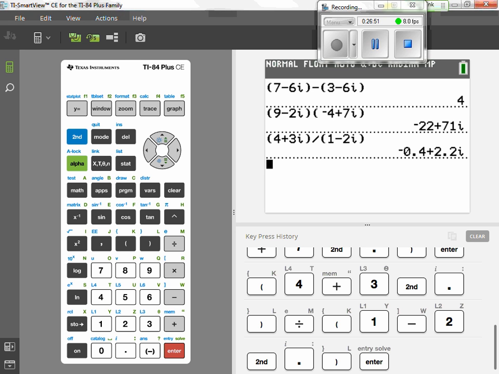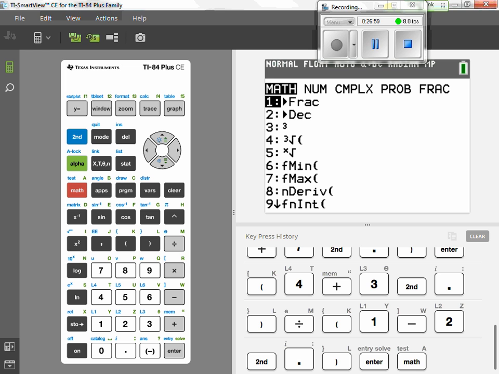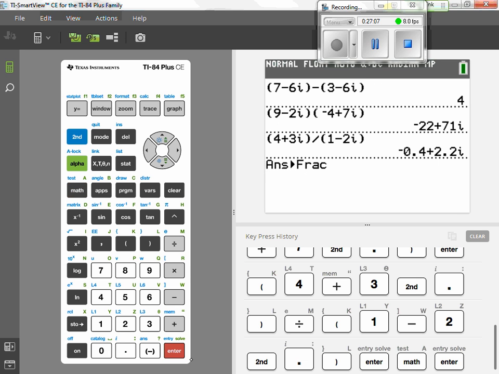Now, it might not always give you nice decimal numbers, okay? So there's one other step. I will do math. The first one is FRAC. You don't remember what that's short for? Fraction. We'll hit enter. ANS arrow fraction is saying take the previous answer that I got and turn it into a fraction. If we hit enter, is that what we got? Yeah. Very good.